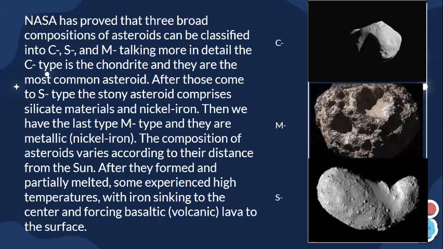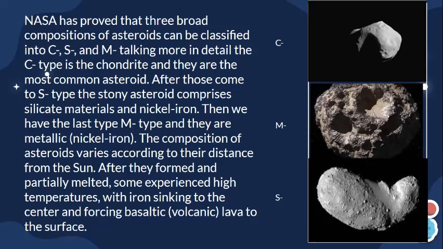When you notice the M-type and the S-type, they look a bit similar, but also very different at the same time. The M-type is a bit more chunky and metallic, and the S-type is a bit more smooth. The composition of asteroids varies according to their distance from the sun. That's a very important point to remember. So if you have the sun and there are asteroids at different distances, it will always vary what kind of composition they have. Some might be the common ones, some might have nickel and iron, some might even be silicate materials or stony ones.